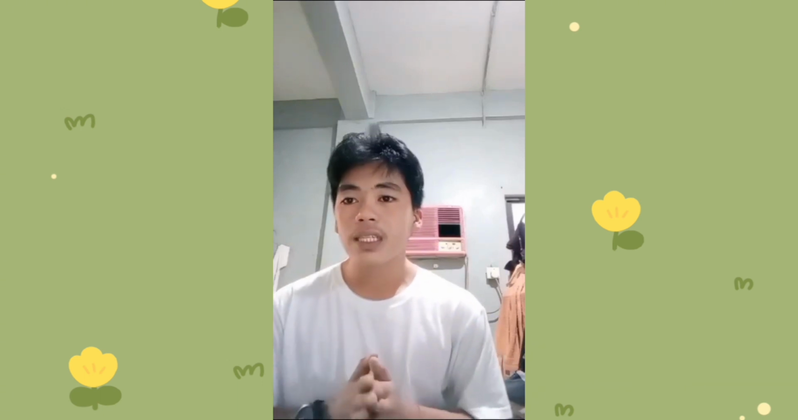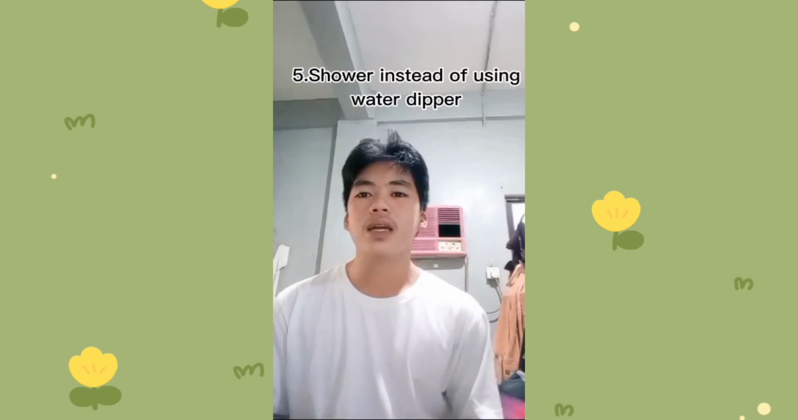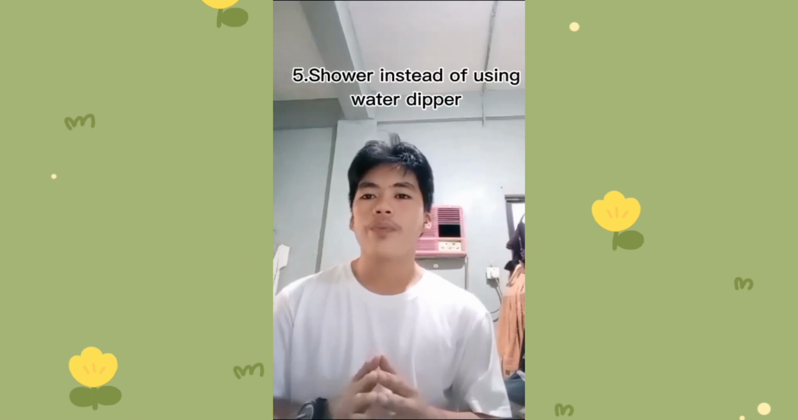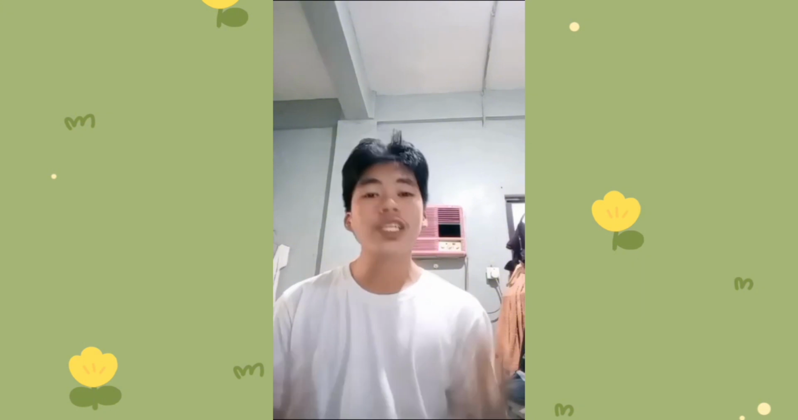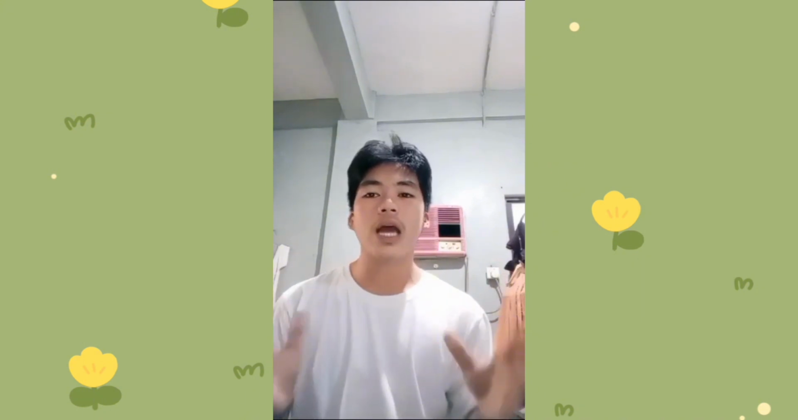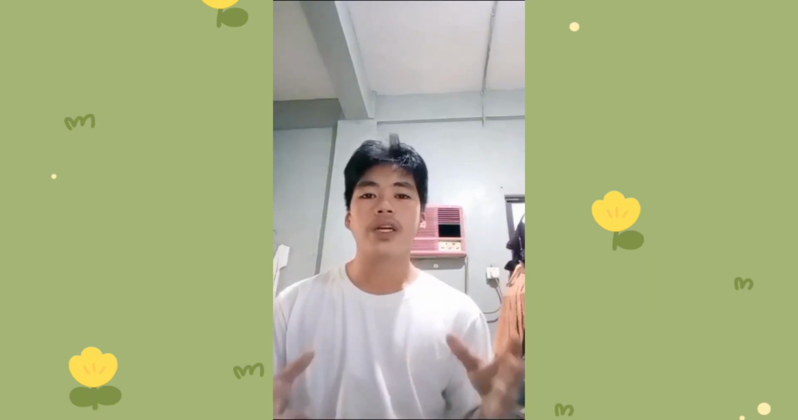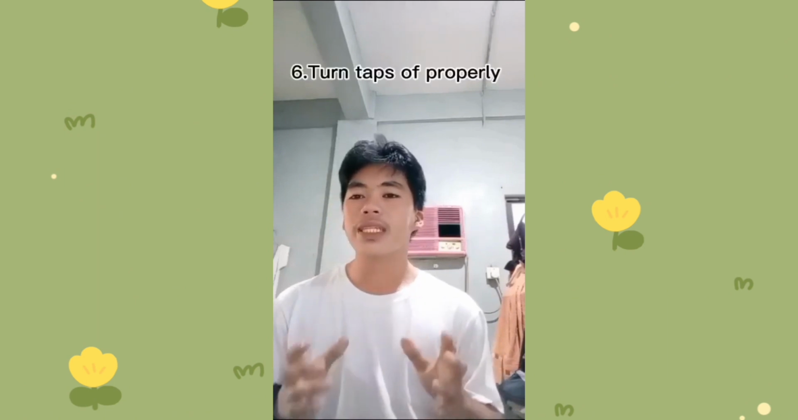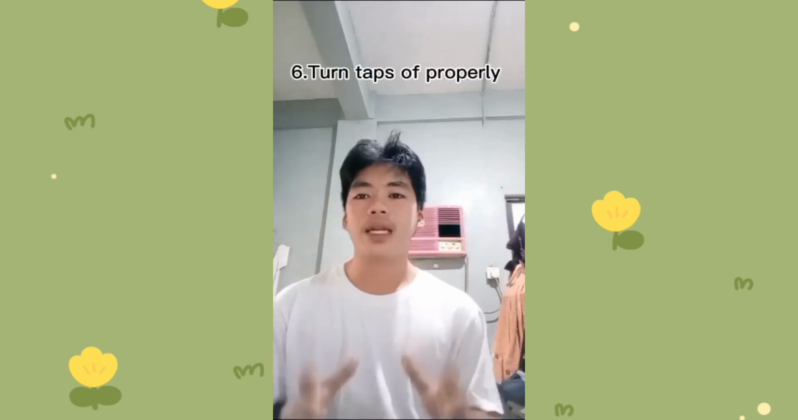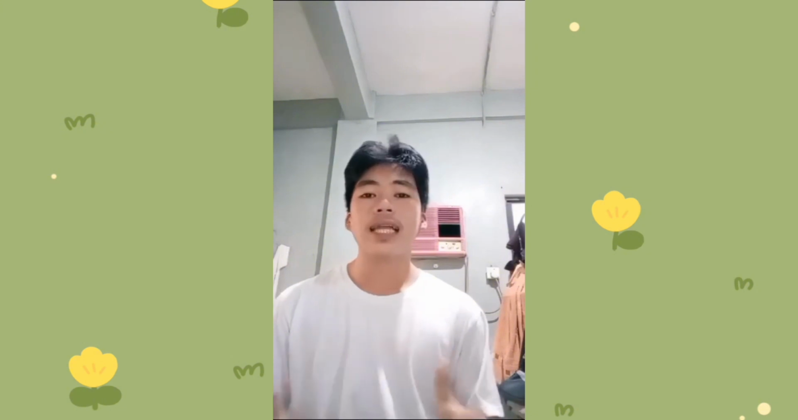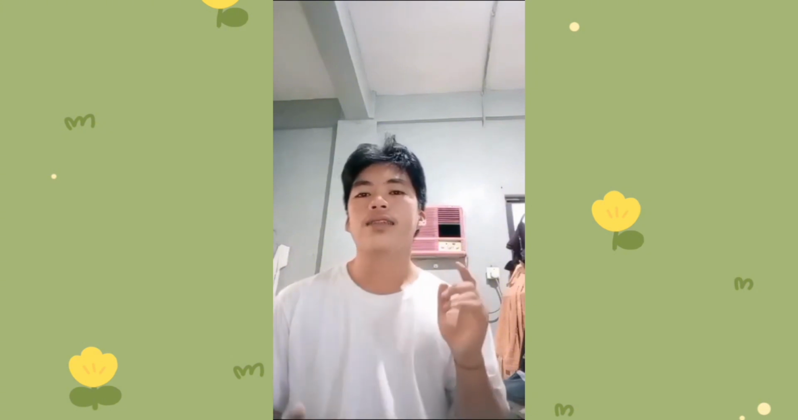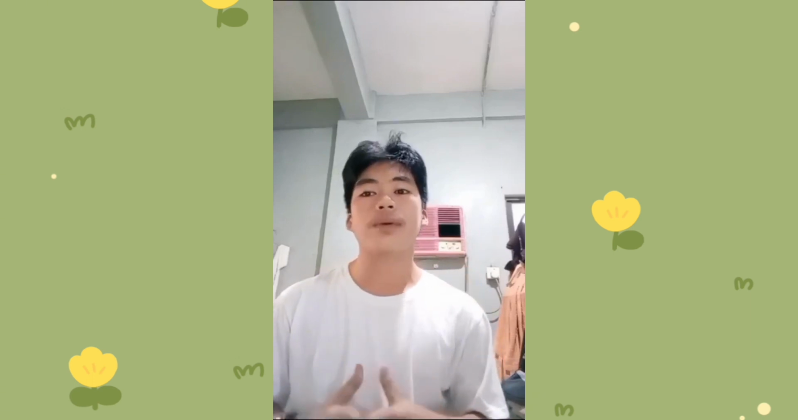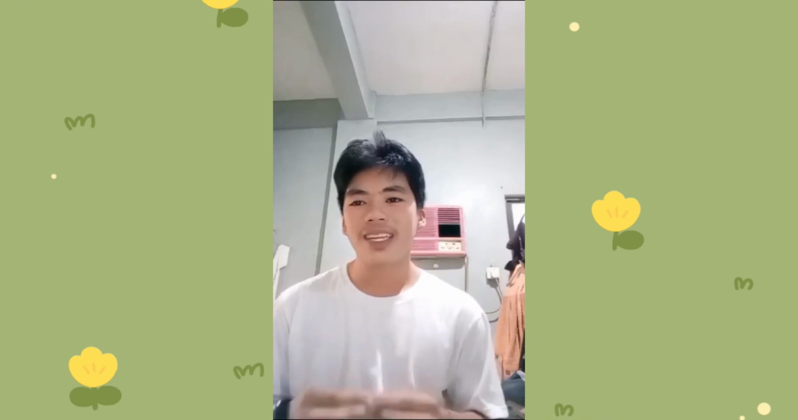So, fifth is shower instead of using a water deeper. It is much better to use a shower rather than a water deeper, so that we can save more water. So, six is turn taps off properly. We should close our taps in the kitchen and bathroom properly so that water is not wasted.